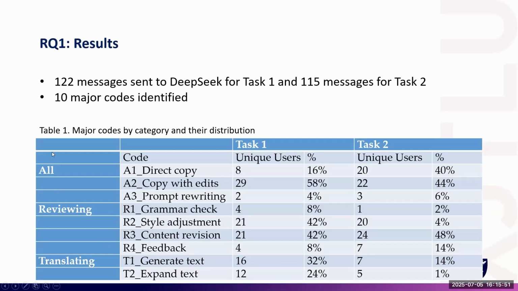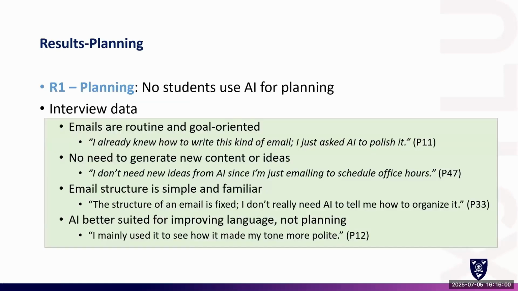So I would say the most astonishing thing we found, as you can see from this chart, is that there is no category about planning. That is, no student in our writing task used AI for planning. Before this task, I might have expected students to start with something like, how to write an email to a professor, or what is the structure we need to follow to write an email to the professor. But it turns out that no students actually used AI for this function. Why is that? Probably we can get some insights from the interviews.